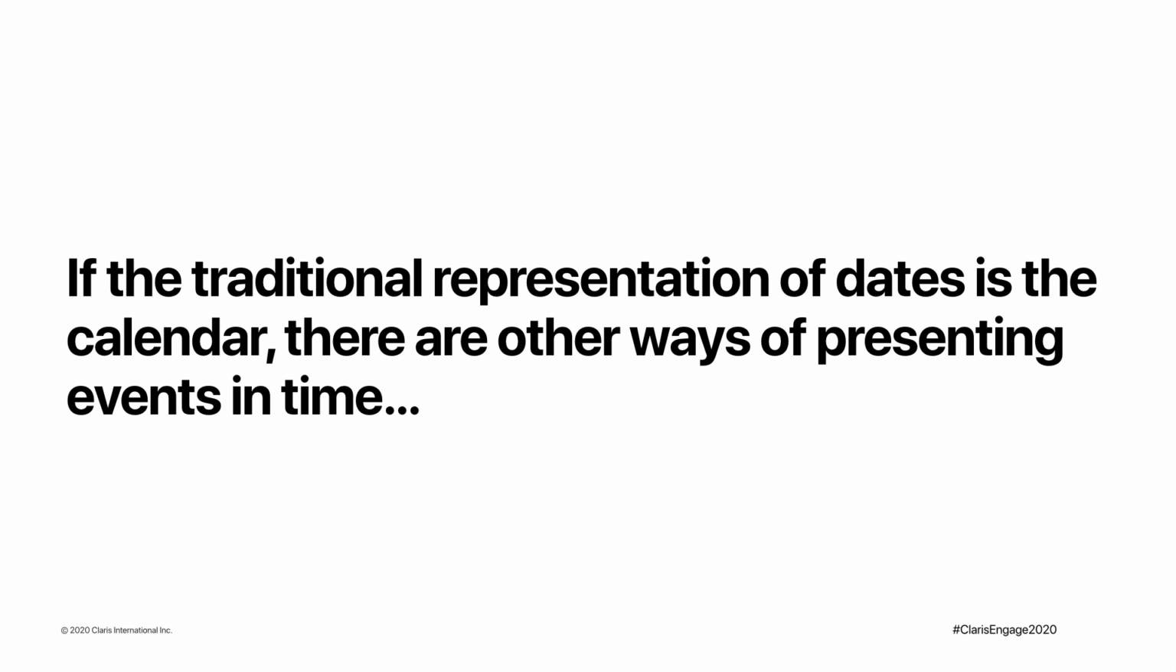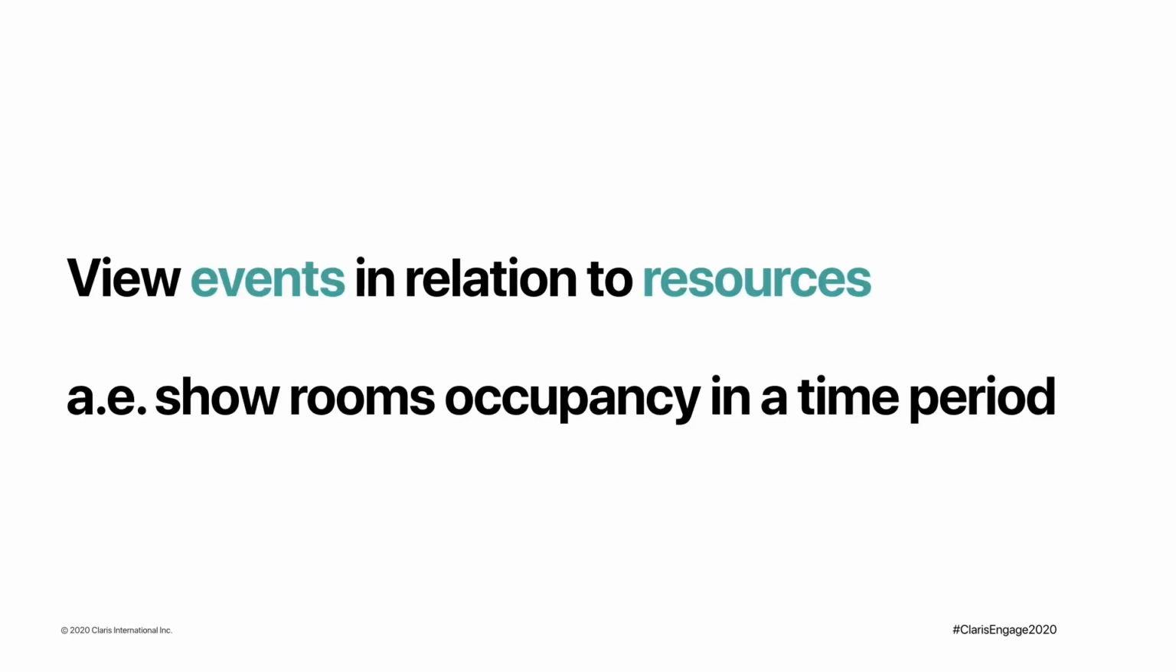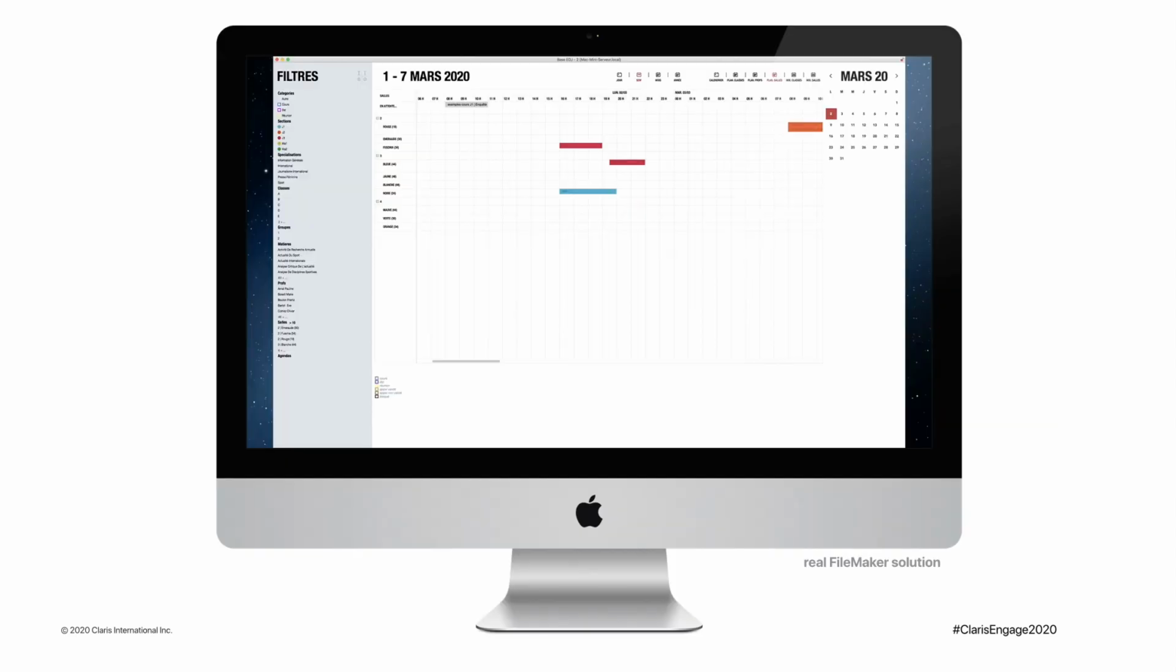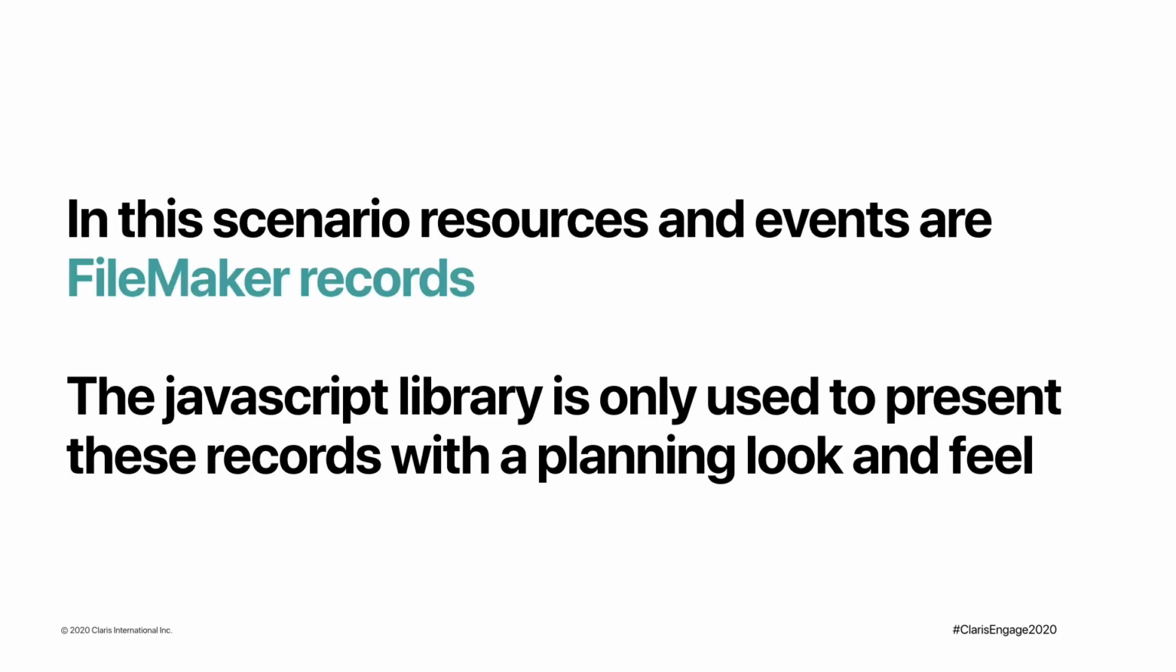If the usual representation of dates is the calendar, you have to know that there are other ways to present events in time. I spoke earlier about scheduler. This is the same full calendar tools with planning functionalities. In my school example, I have on the left the presentation of resources. Here I have rooms grouped by floor, and the color boxes represented courses over time. In this example, resources and the events are FileMaker records, and the JavaScript library is only a tool to display this record in a planning or a calendar.